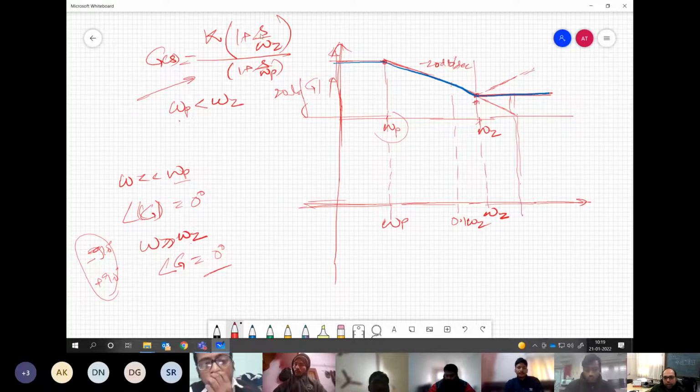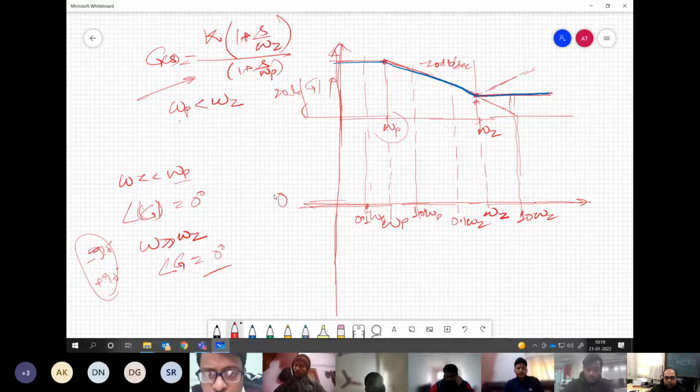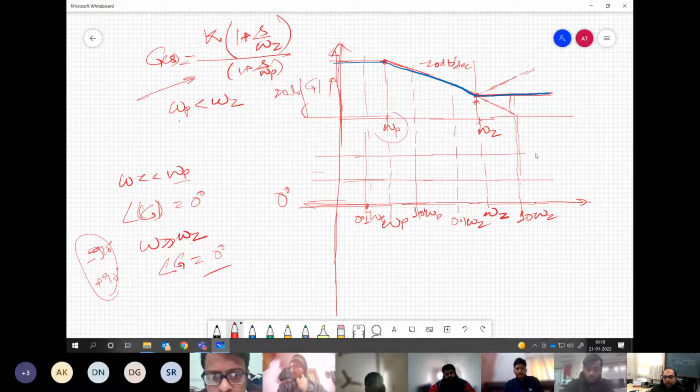So you need to see the effect of this pole and 0 in terms of their location, where they are. For example, when I draw this here, say I am marking the point 1 and 10 times of this corner frequencies. So what will happen? Let's say this is 0 degree line. So we have say 45 degree here, we have 90 degree here, we have minus 45 degree here, and we have minus 90 degree here.